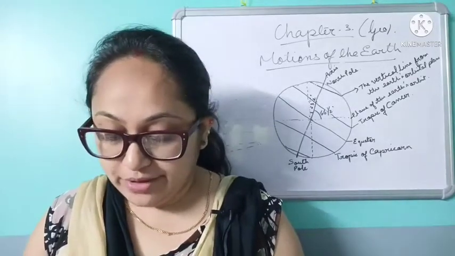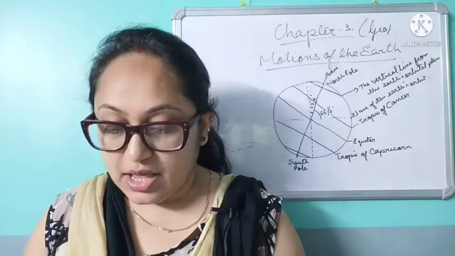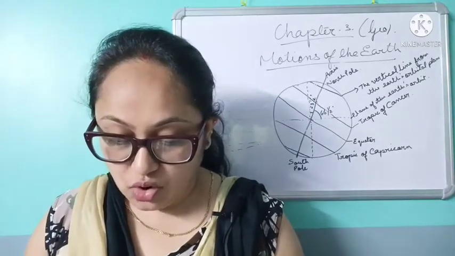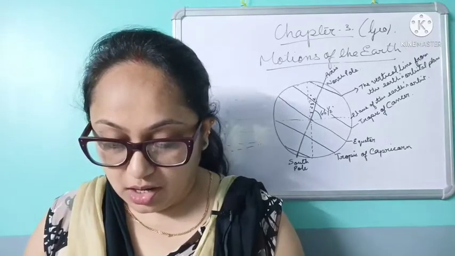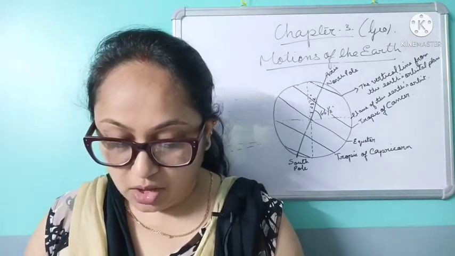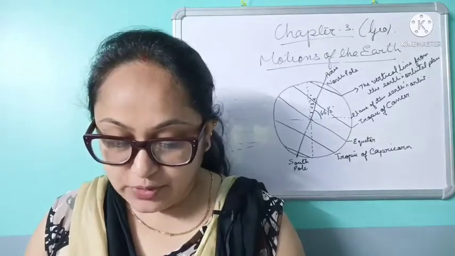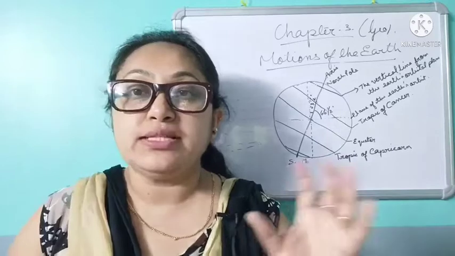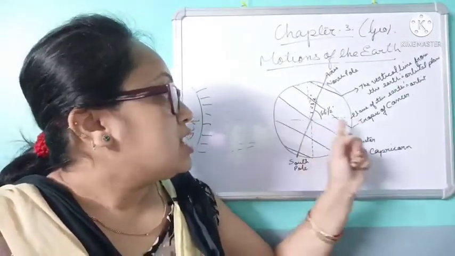The Earth takes 24 hours or 1 day to complete one rotation on its axis. Thus, rotation is also called the daily motion of the Earth. The circumference of the Earth at the equator is 40,000 km. The Earth covers this distance in 24 hours. The circumference means the whole circle. Okay, the whole circle is called the circumference.